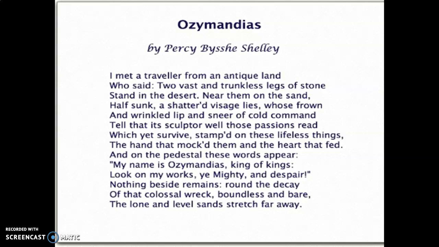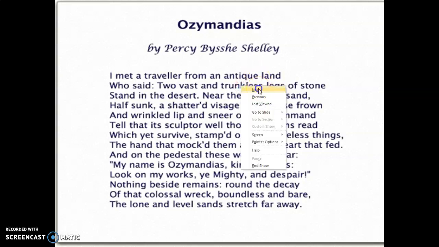The lone and level sands stretch far away. It means that there was no building all around that colossal wreck. Colossal wreck means huge wreckage, the broken statue, boundless and bare. Everywhere around that colossal wreck, that broken statue, there was nothing, just the lone and level sand that has engulfed all the buildings along with the rest of the statue. Only two vast trunkless legs and one shattered visage lie.